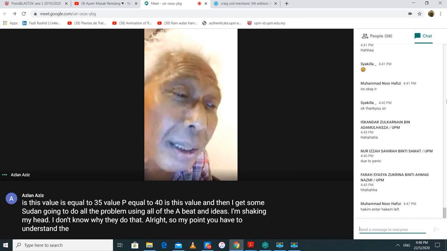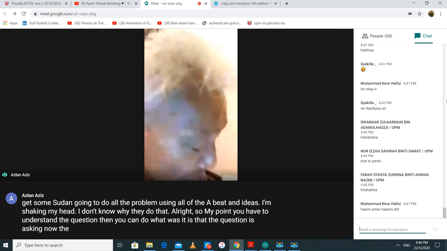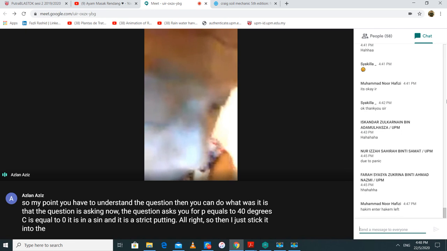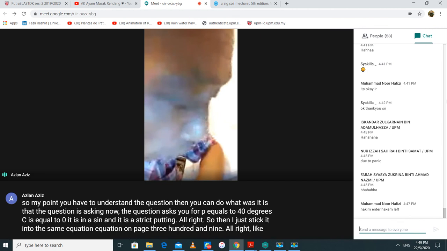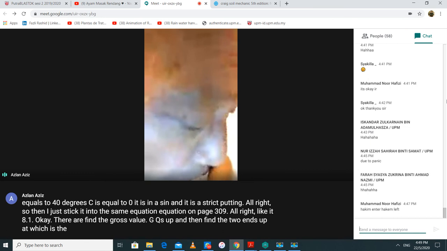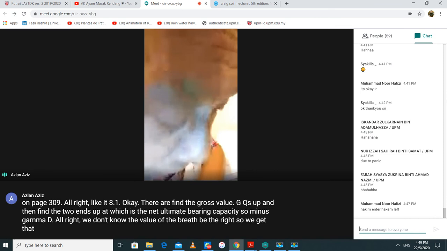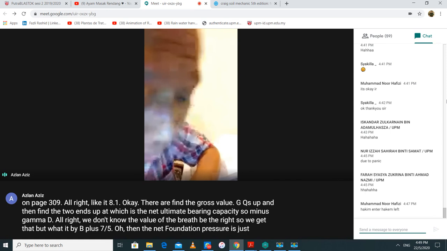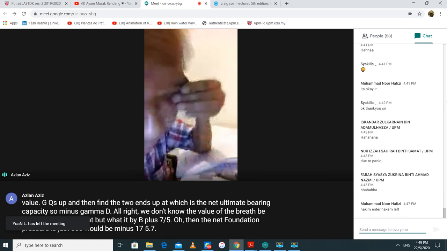Then you can do what it is that the question is asking. Now the question asks you for phi equals 40 degrees, c equals zero. It is in a sand and it is a strip footing, right? So then I just stick it into the same equation on page 309, like in 8.1, okay? All right, find the gross value, the q sub f, and then find the q n sub f, which is the net ultimate bearing capacity. So minus gamma D, all right? We don't know the value of the breadth B, all right? So we get 485B plus 750. Then the net foundation pressure is just 800 over B minus 17.7, right? q sub n is equal to 800 over B minus 17.7.